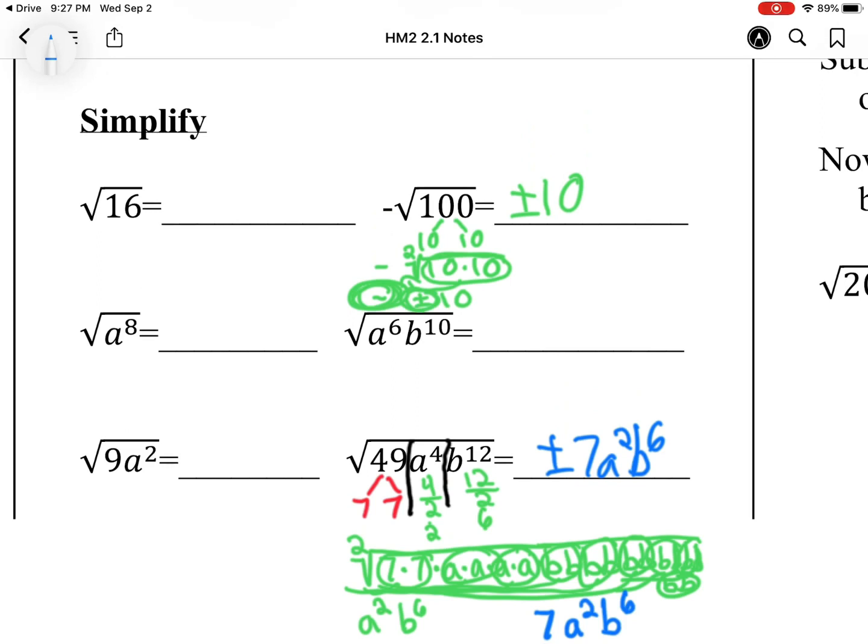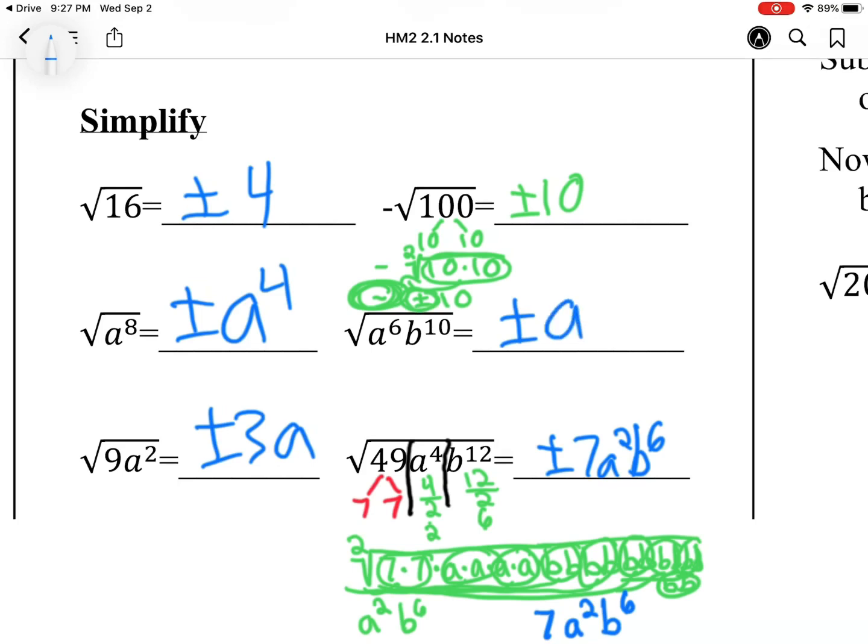So pause the video and see if you can do the other 4 in this section. So you should have gotten plus or minus 4, plus or minus a to the 4th, plus or minus 3a, and plus or minus a to the 3rd, b to the 5th. Remember, if I ever go too fast or you've gotten lost, you can always pause the video and email me and ask specific questions.